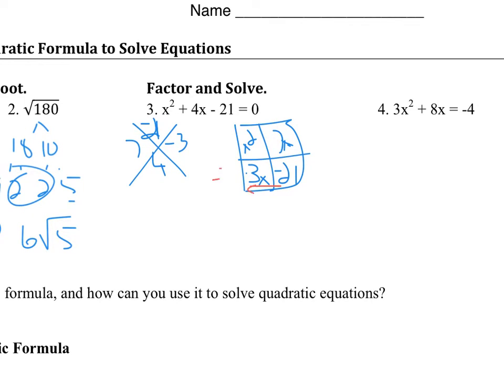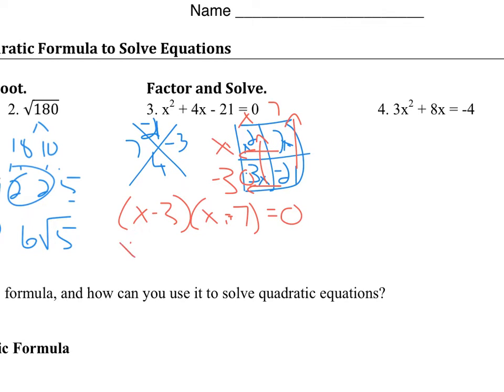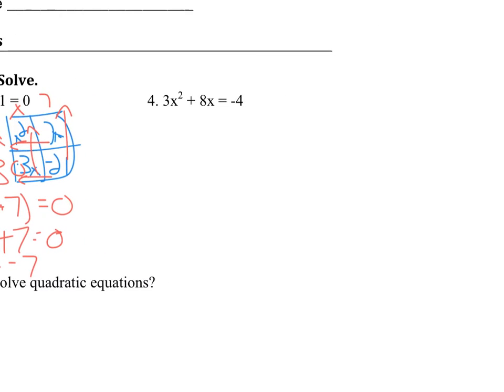So then here I get a negative 3 because that is negative. I get x, and then 7. So (x minus 3)(x plus 7) equals 0. And then I get x minus 3 equals 0, and x plus 7 equals 0. And so here I get x equals 3 once I add that 3 over, and x equals negative 7 once I subtract 7 over.